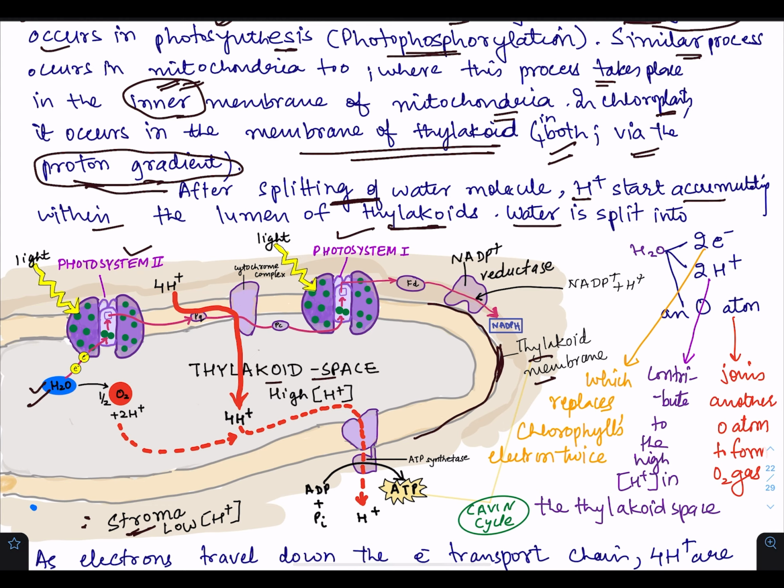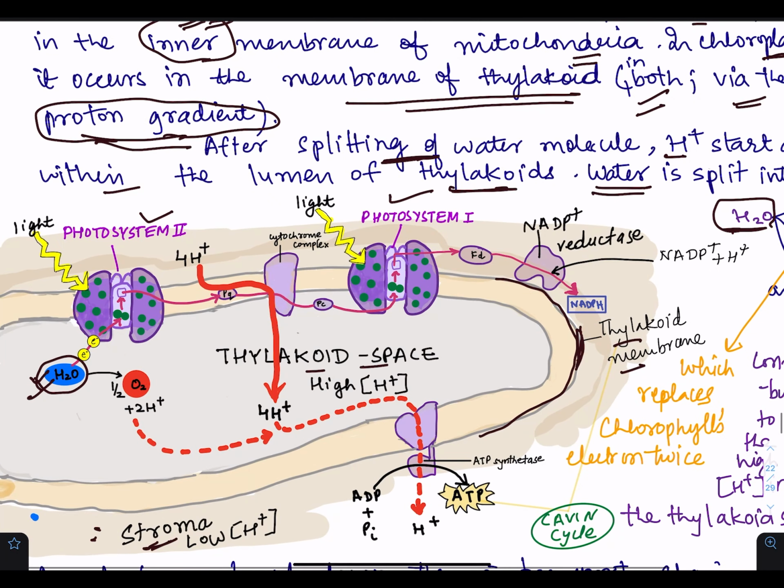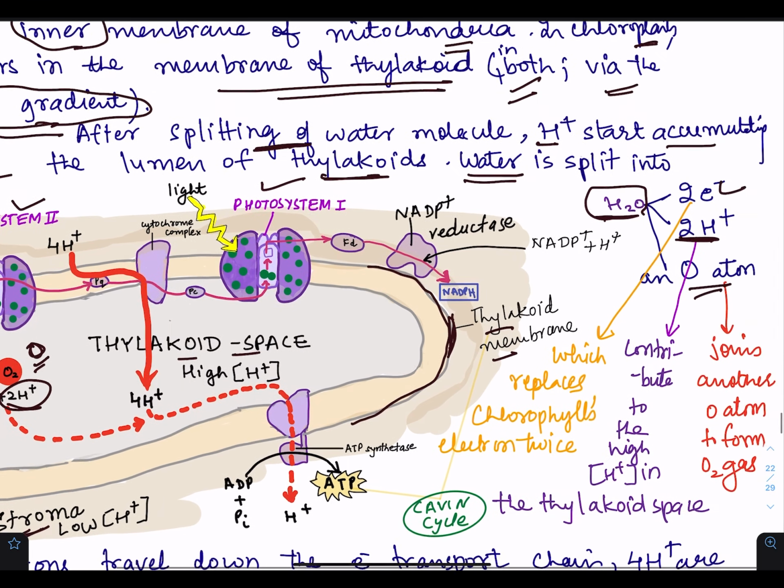Water is split into 2 electrons, 2 hydrogen ions and an oxygen atom. Very clearly we see here that water is being split. Obviously, it splits after the light energy falls on photosystem 2. So water is split into two electrons, two hydrogen ions, and one oxygen atom. Hence, I've written half O2. So one oxygen atom. What happens to them?